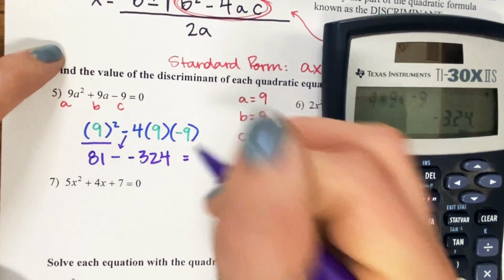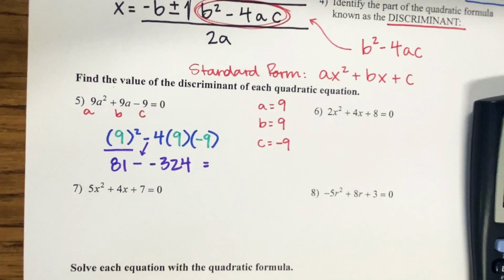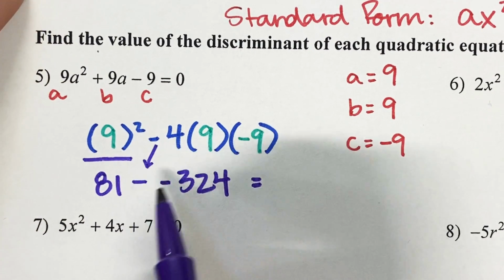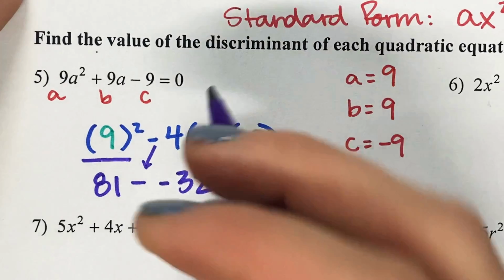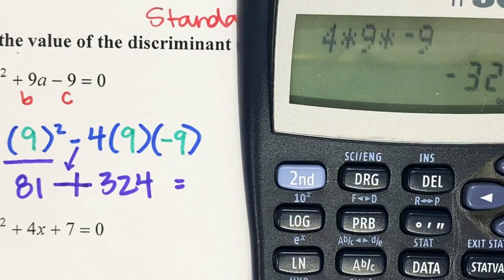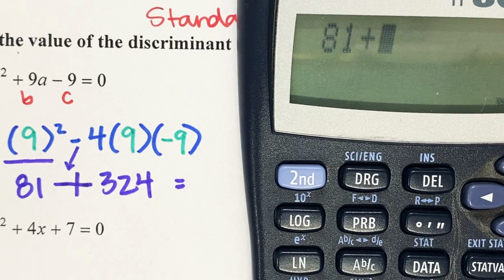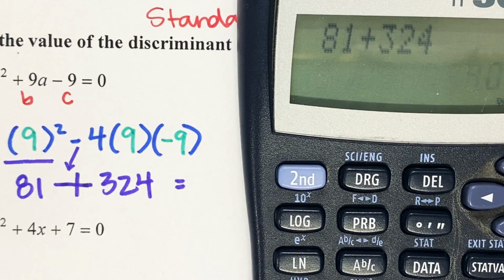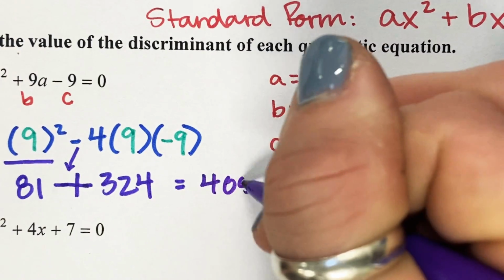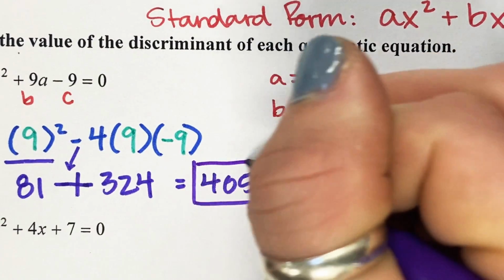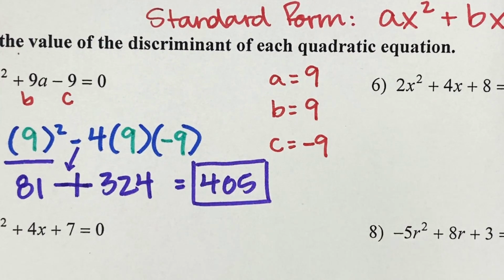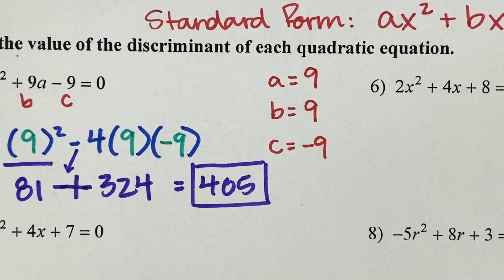-324. Okay, well, what happens when I have 81 subtract a negative? What happens with this double negative? Turns to a positive. Okay, so now I can say, what is 81 plus 324? And I get 405. And there is my discriminant. We just solved for the discriminant piece.